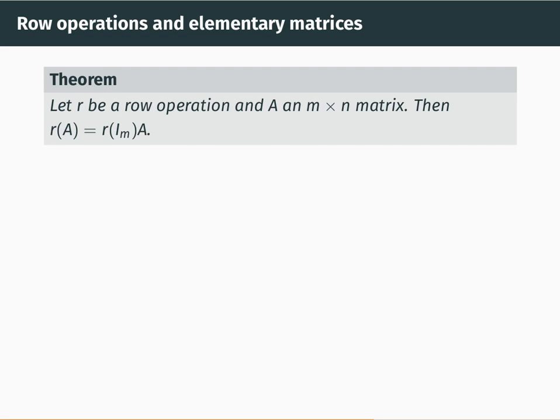Here's the reason to be interested in elementary matrices. It's because if R is a row operation and A is an n by n matrix, then doing the row operation R to the matrix A is the same as taking the elementary matrix which you get by doing R to the identity matrix I_n and then doing matrix multiplication of that times A. This theorem tells you that doing row operations to a matrix is the same as multiplying by an appropriate elementary matrix.